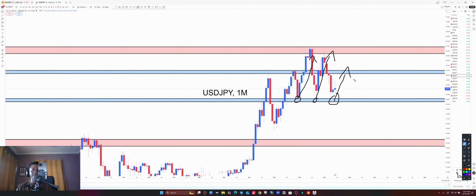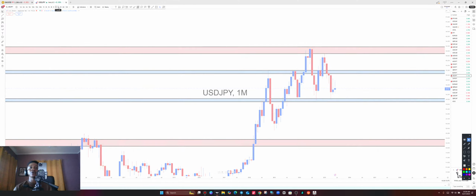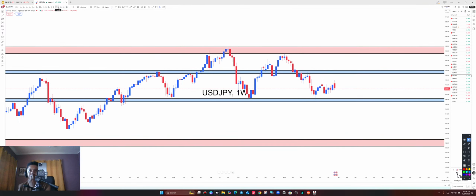Let's find out as we take it again to the weekly time frame to know whether on the weekly we are going to go up to this area or it's going to be otherwise. We're going to come all the way down. Let's find out together. All right. So USD JPY, let's go again to the weekly time frame to continue with the flow.